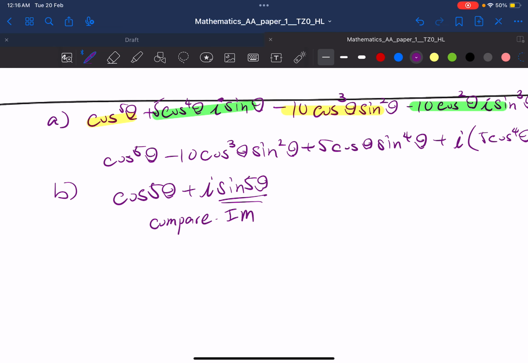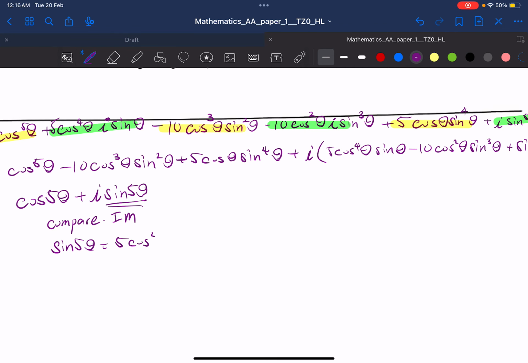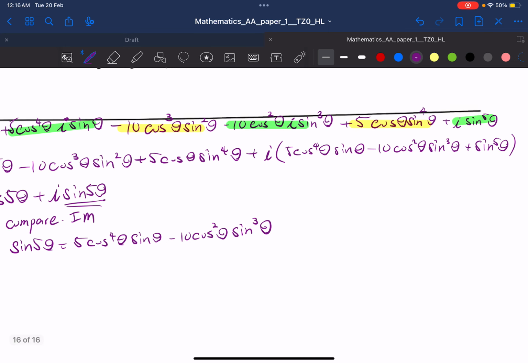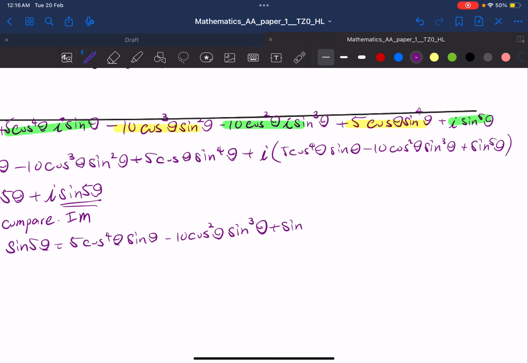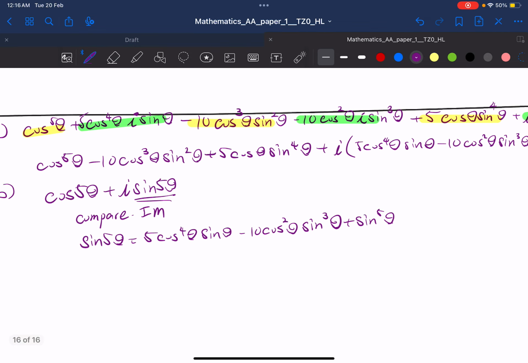Okay, so sine 5 theta will be on the left. And then in theory, they should be the same. So 5 cosine power 4 sine theta minus 10 cosine squared theta sine 3 theta plus sine 5 theta here. Okay, so we got this here.